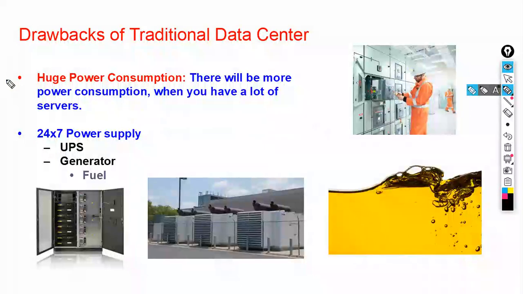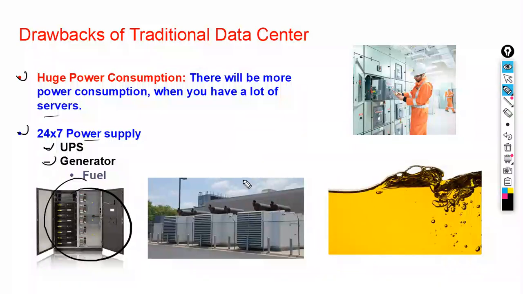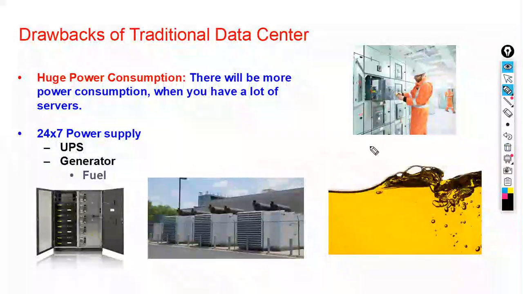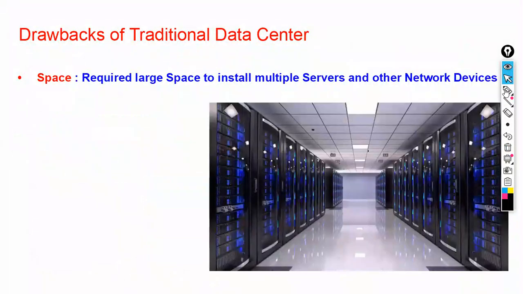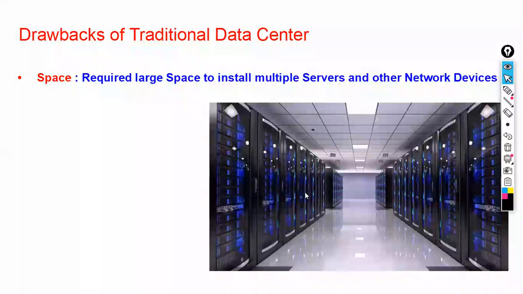Then guys, there is huge power consumption. If you have more devices, obviously they will consume a lot of power, and you need to provide 24/7 power supply. You should have a bigger UPS. You should have generators, and if you are using generators, they require fuel also. Then it requires large space as well, to install multiple servers and other devices. So you should have a huge space also.